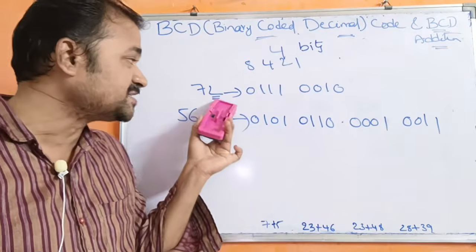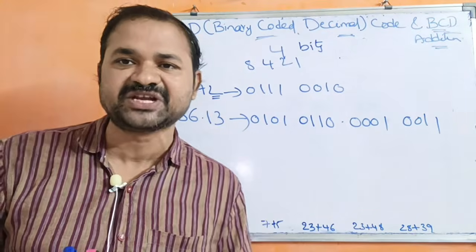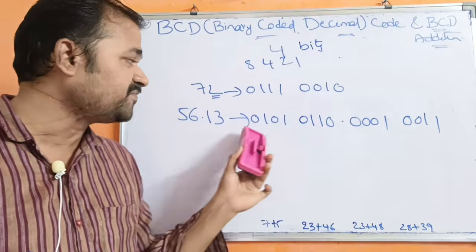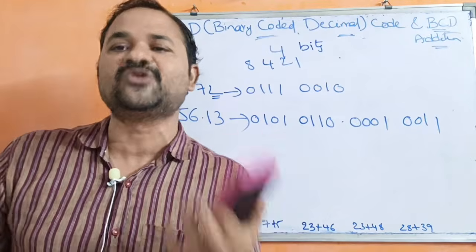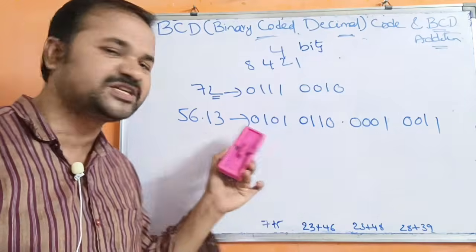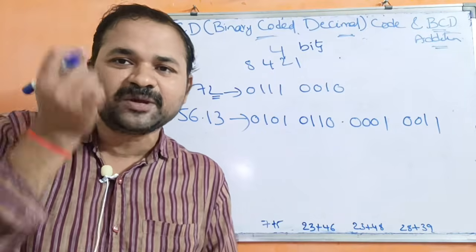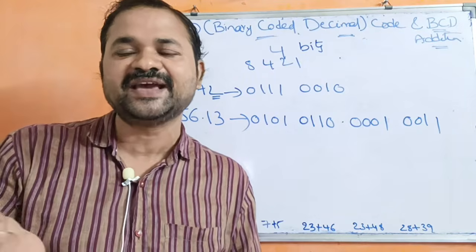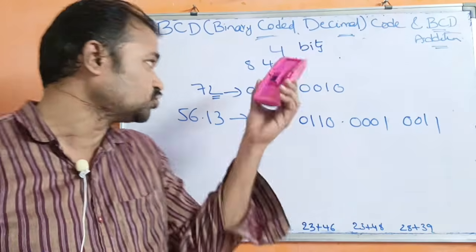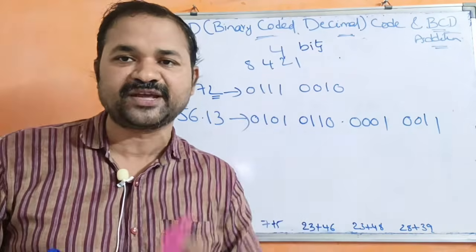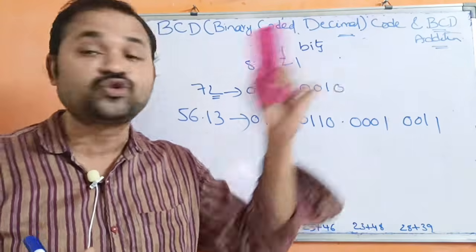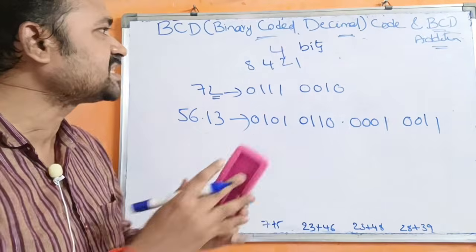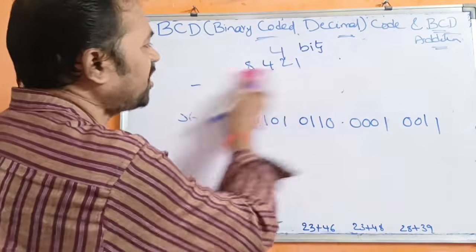So 72 is represented in binary notation like this, and 56.13 is represented like this. Like this we can represent any decimal number. A decimal number is a combination of decimal digits, so we represent each decimal digit with the help of 4 bits. Those 4 bits are nothing but 8421 notation. So what is the other name for BCD code? 8421 code.